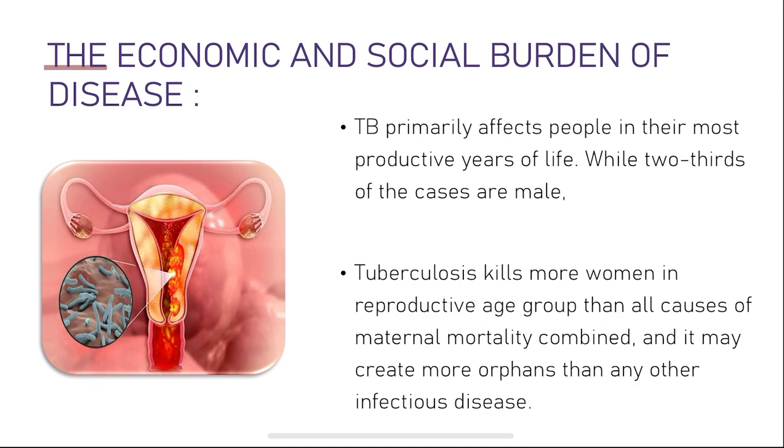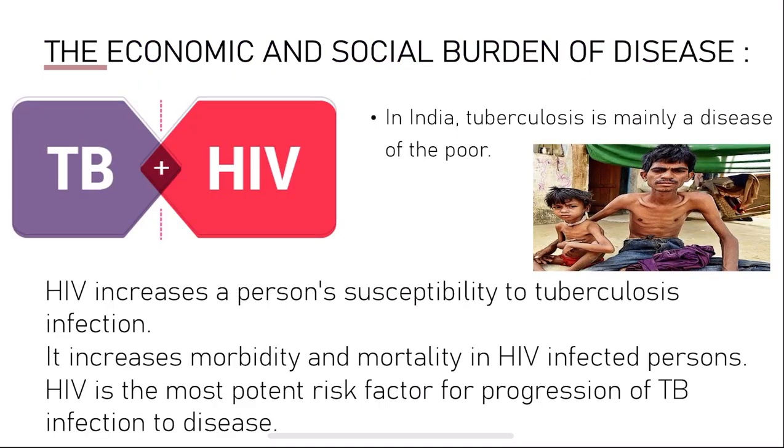TB kills more women in the reproductive age group than all causes of maternal mortality combined, and it may create more orphans than any other infectious disease. Is it clear? What happens in India? TB is mainly a disease of the poor. HIV increases a person's susceptibility to TB infection. It increases the morbidity and mortality in HIV infected persons. HIV is the most potent risk factor for the progression of TB infection to disease.